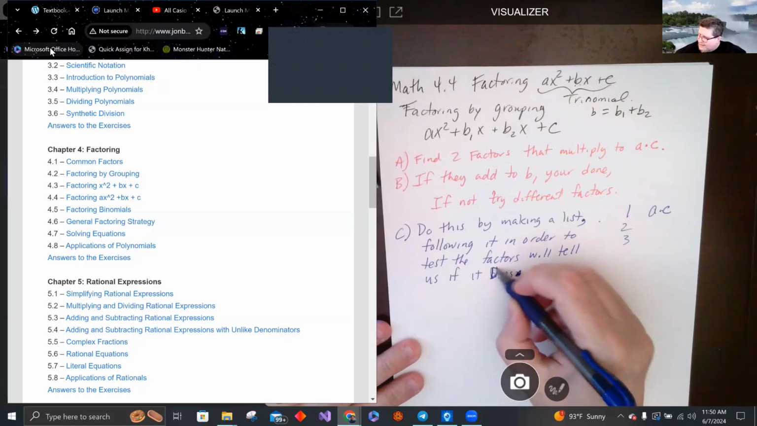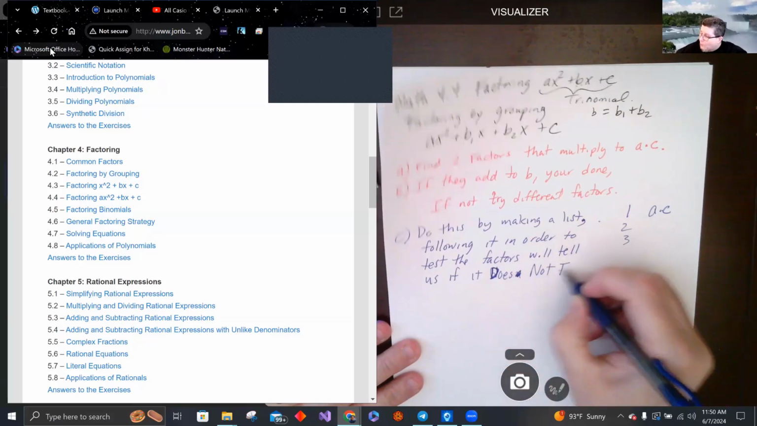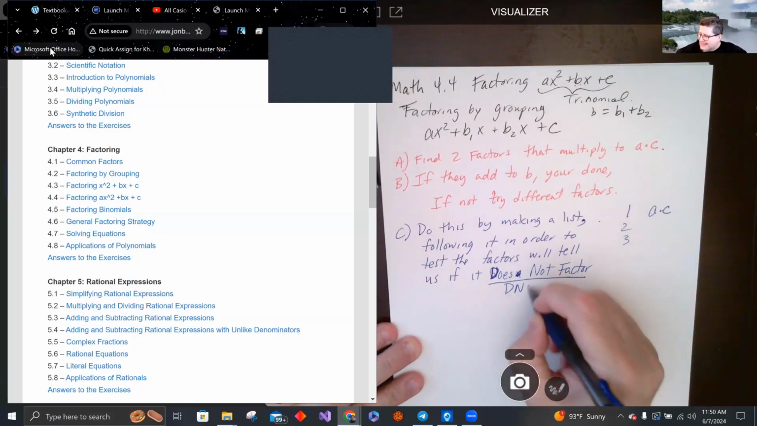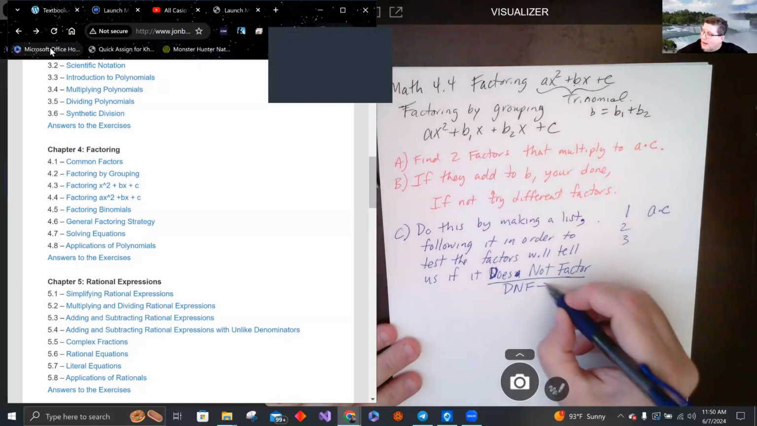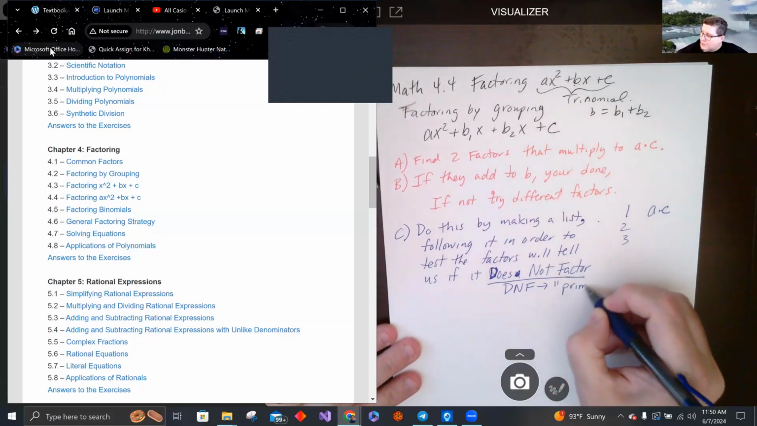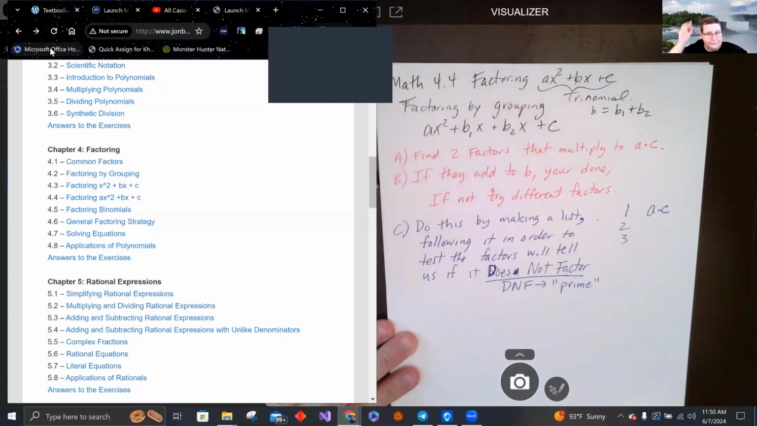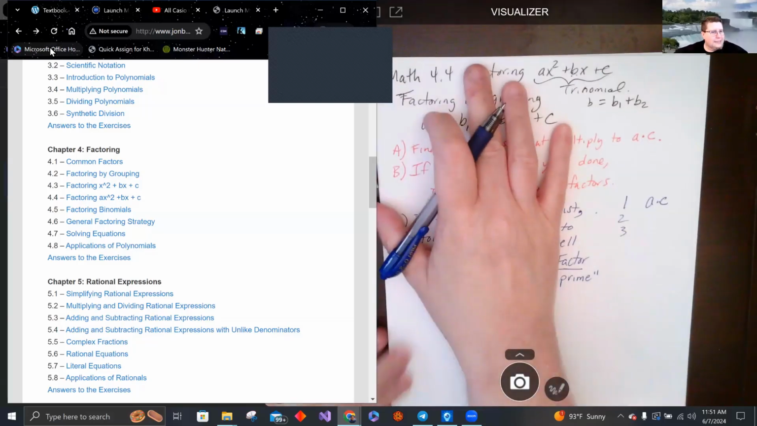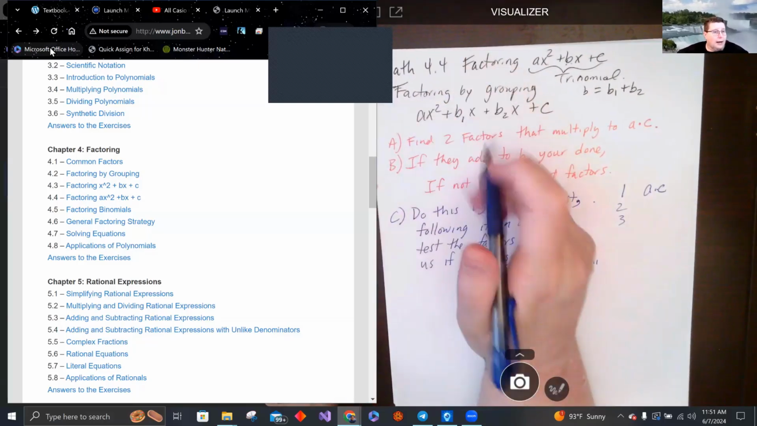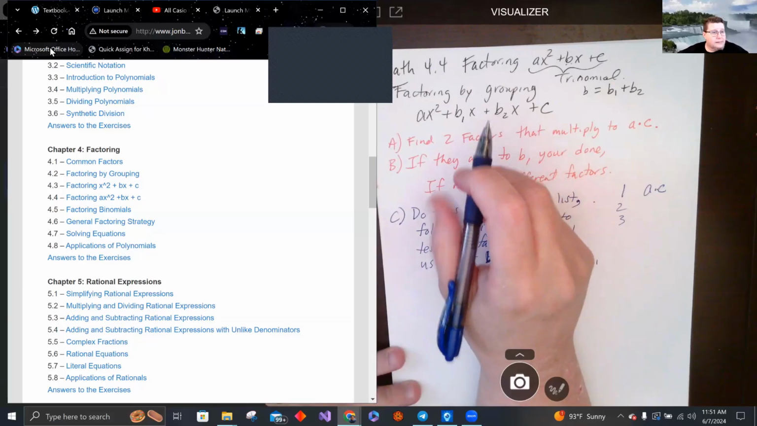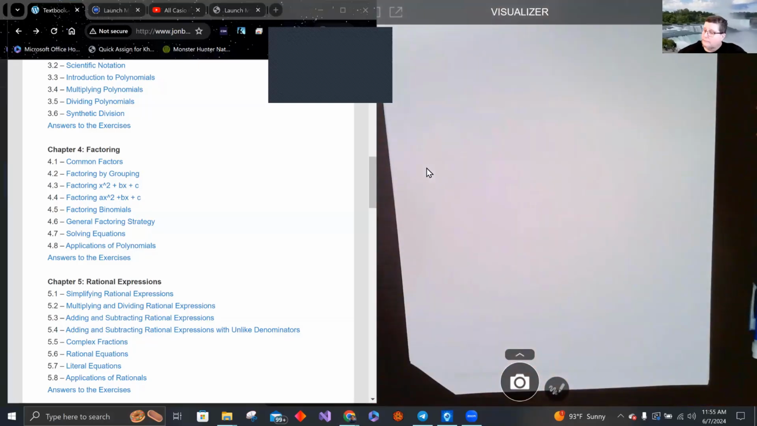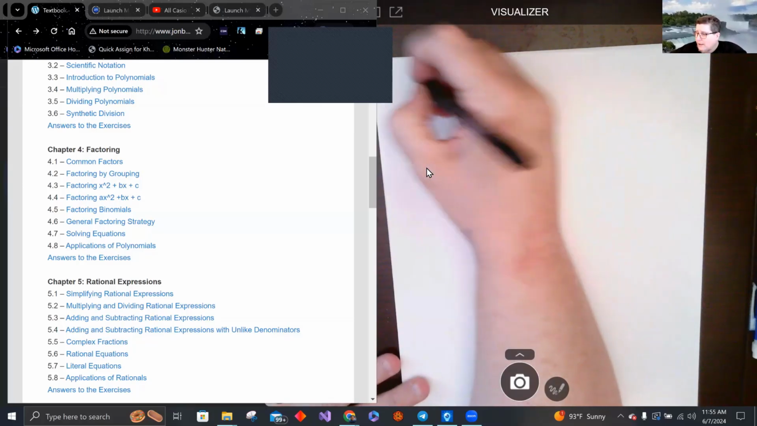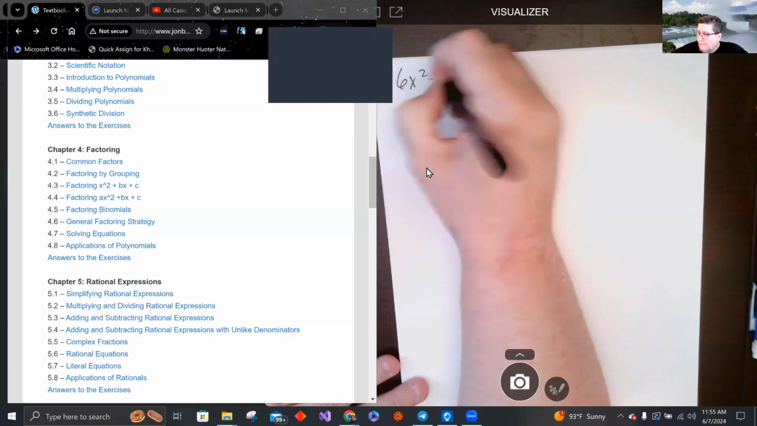I tend to write does not factor with capital letters. I will abbreviate that as DNF for does not factor. The way mathematicians say it is it's prime. It doesn't factor. So I think the best approach of doing this is show you an example. You know what? No, we're just going to go on, do a different problem. That one was prime. We're going to do a different problem.